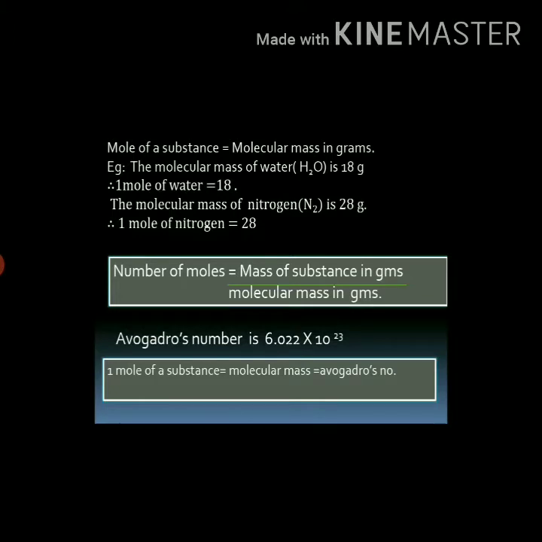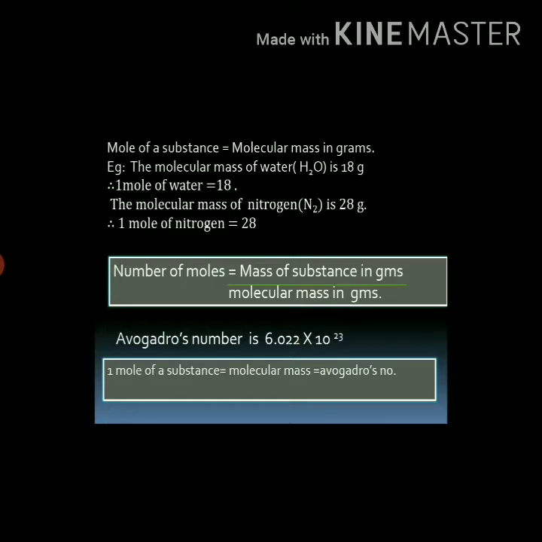Let's take an example. The first one. Now when we take water, the molecular mass of water is 18. So 1 mole of water is equal to 18 grams. The molecular mass of nitrogen is 28. So we can say 1 mole of nitrogen is 28 grams. We are going to do sums based on this a little later.